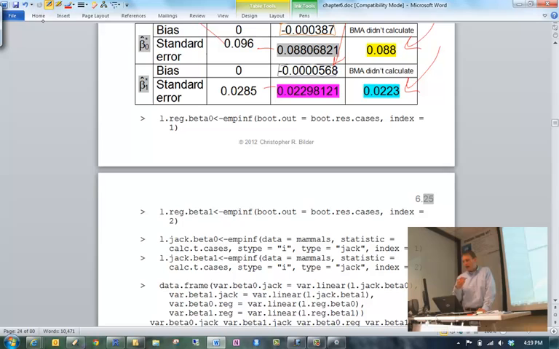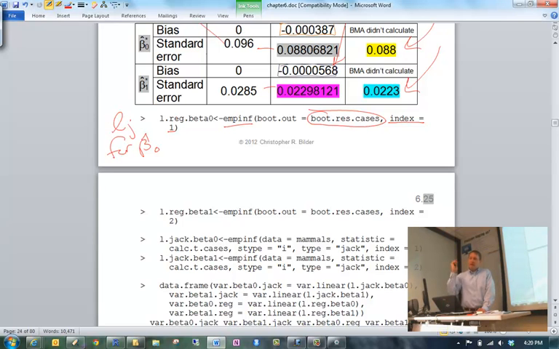So first of all, I used the regression method. I've saved my results in boot.res.cases. I used the old empinf function. And I want to estimate, basically, L_j for beta hat 0. So I'm going to use an argument, I don't know if we've seen this before, index. Index equals 1 because in my calc.t function, the first element that was returned was the beta hat 0. I do something similar now for the L_j for beta hat 1. Exactly the same so far, but index equals 2, because that was the second element that's returned by calc.t.